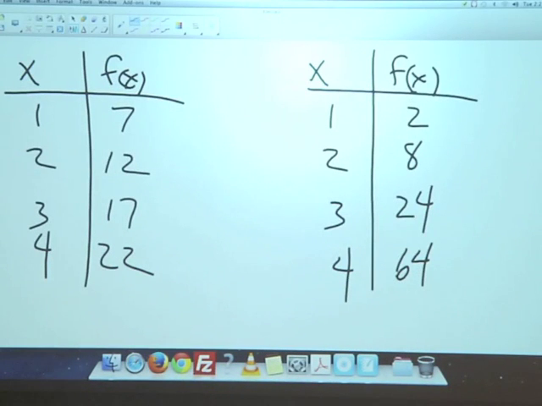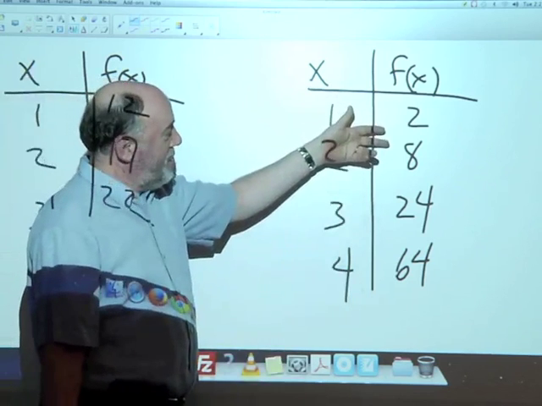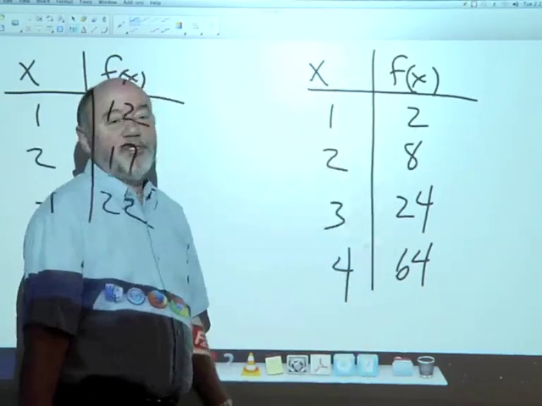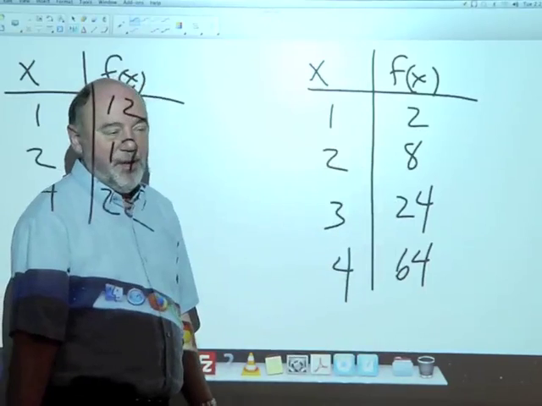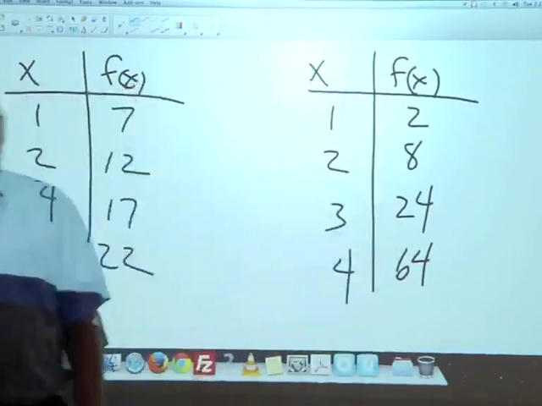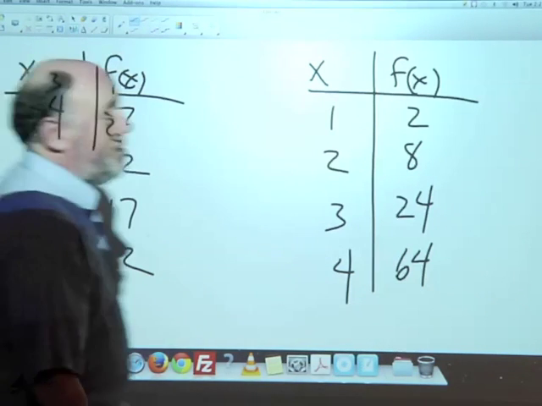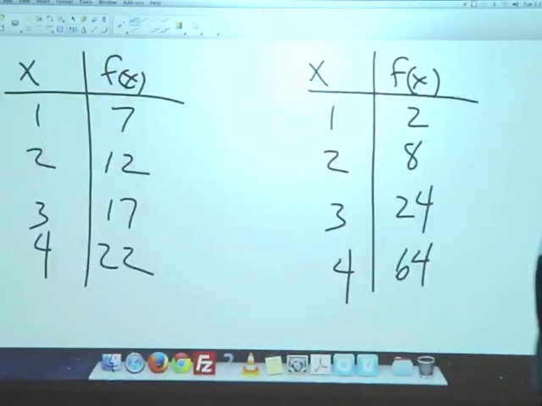So in terms of the first set here, the difference each time is 5, so this would be linear. Whereas in this one, the difference each time is changing. So there's some kind of exponential thing happening. Let's look at it in terms of exponential growth.